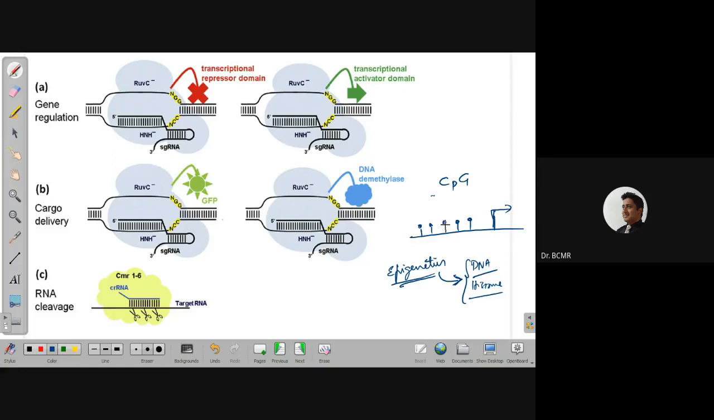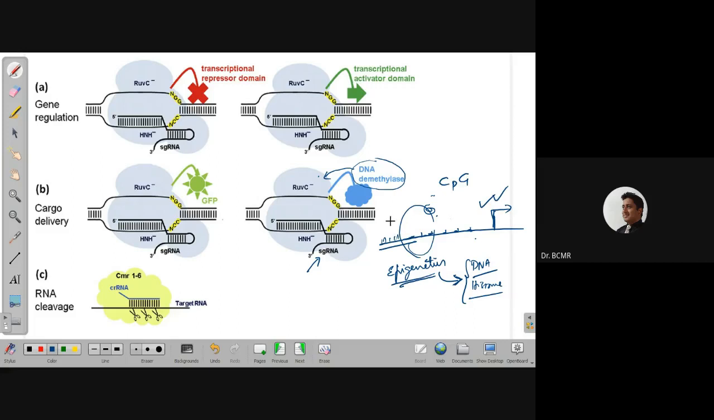So if I want a particular gene to be expressed and this is already methylated, how can I demethylate it? I could transcriptionally fuse a DNA demethylase enzyme to Cas9 and add a single guide RNA that is specific to a region somewhere here. If it binds and Cas9 is bound, you have a demethylase which might actually remove the methylation of the DNA here, and because of which transcription of this particular gene may happen.